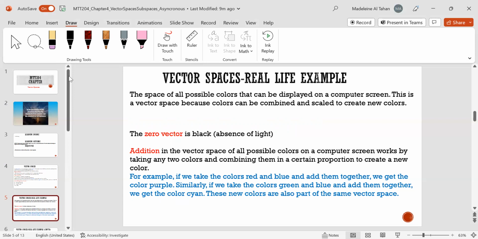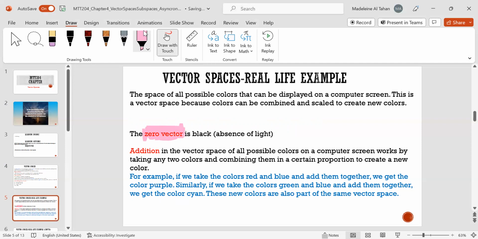So we need here two operations, the addition, and what do we need also? The scalar multiplication. And we need to identify our zero vector. So what's our zero vector here? Our zero vector is the black. Now we know that black exists when we have absence of light, right? This one, we have to highlight because we'll go back to it.